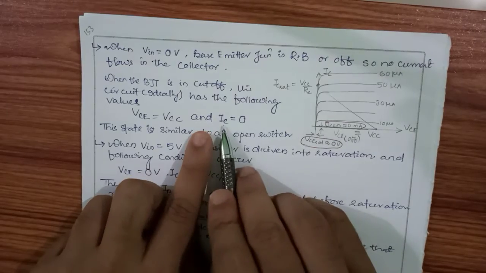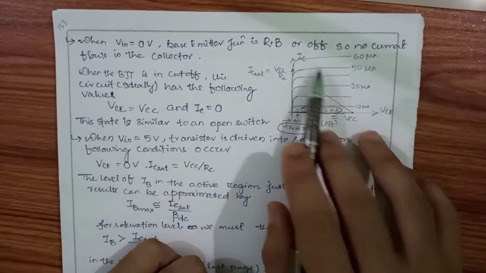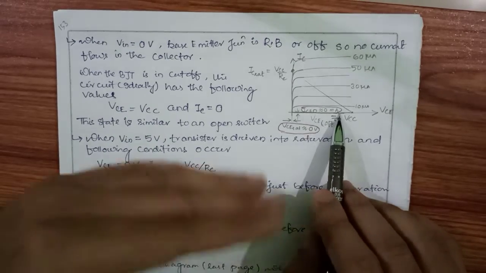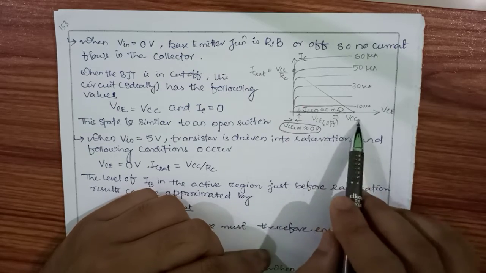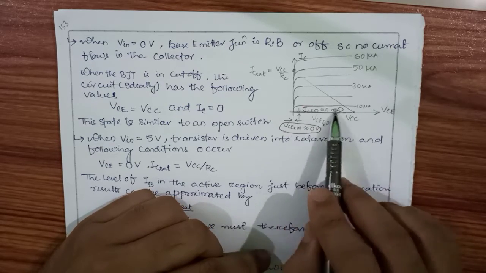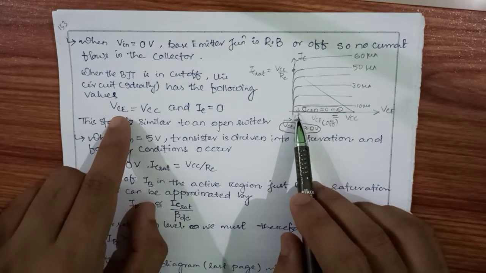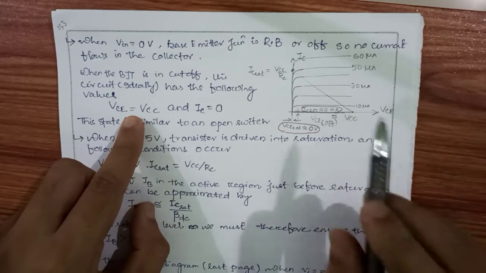You see, for this cutoff region our IC equals 0, and from the output characteristic graph, this line shows me the cutoff region. The region below the line shows me the cutoff region. Here my IC equals 0 for this region. As our IC equals 0, what is our VCE? That is the collector-to-emitter voltage, which is the highest voltage, that is VCC.